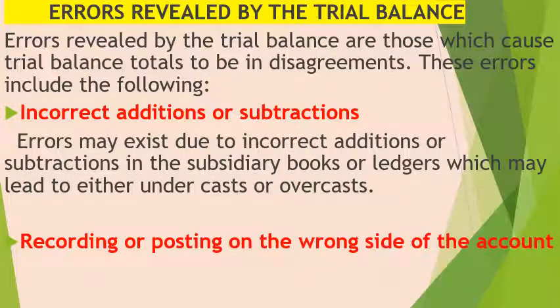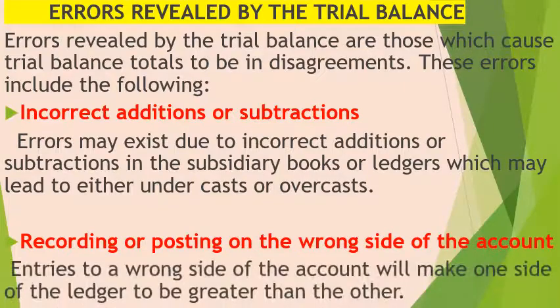2. Recording or posting on the wrong side of the account. Assuming you're supposed to record purchases on the debit side, then you put that amount on the credit side, then expect not to get the same totals. So entries to a wrong side of an account will make one side of the ledger to be greater than the other.